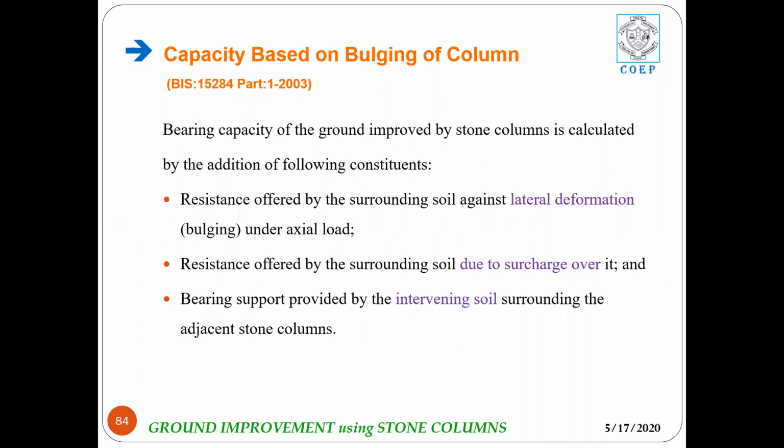And when we are providing a series of stone columns, we have designed the spacing, whether it is a square grid or triangular grid. So the intervening soil between the stone columns also adds to the strength. So the bearing support provided by this intervening soil, the resistance provided by the surcharge, and the resistance offered by the surrounding soil to the lateral deformation. So these are the three parameters based on which the capacity of a stone column is arrived at.